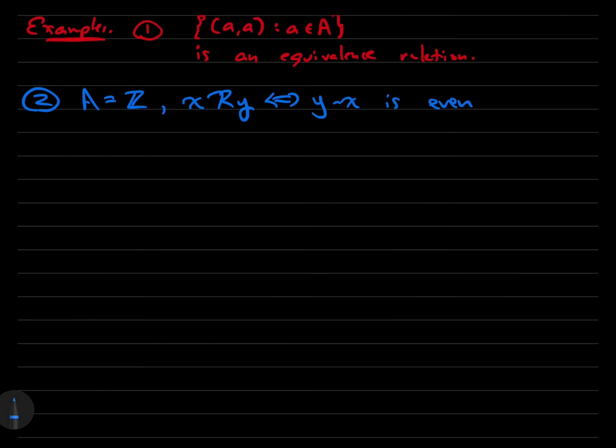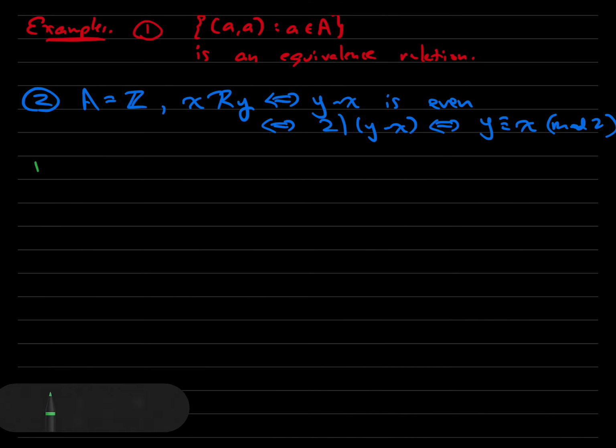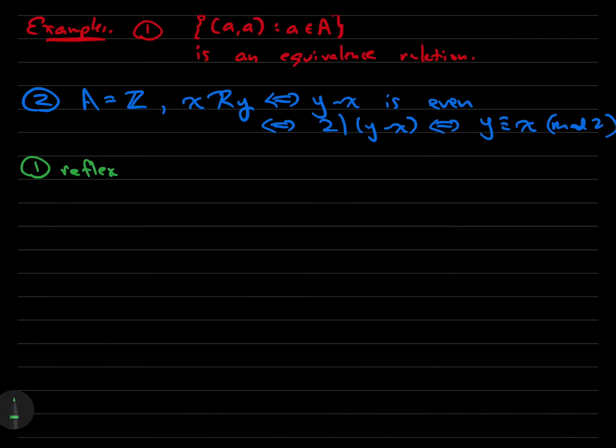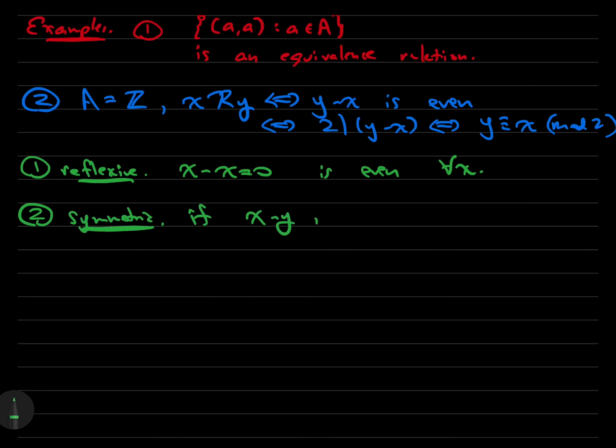That's certainly a relation, but is it an equivalence relation? Let's check. Number 1, is it reflexive? Does x relate to x? Well, notice that x minus x is 0, 2 divides 0, anything divides 0, so it's reflexive. Let's try symmetric. Well, notice if x minus y is even, then y minus x is even. Now, finally, let's look at transitive.